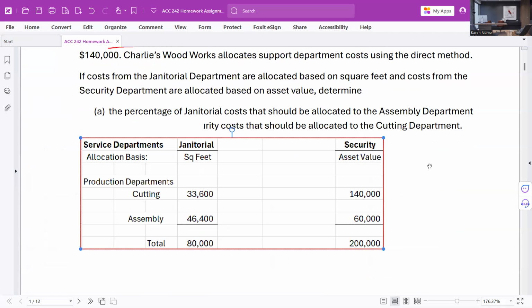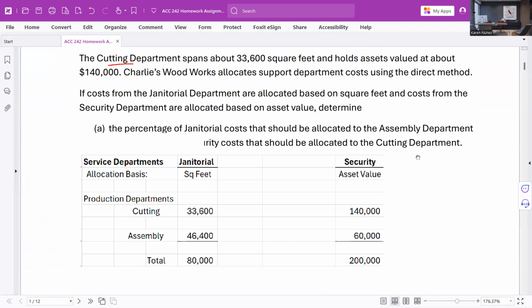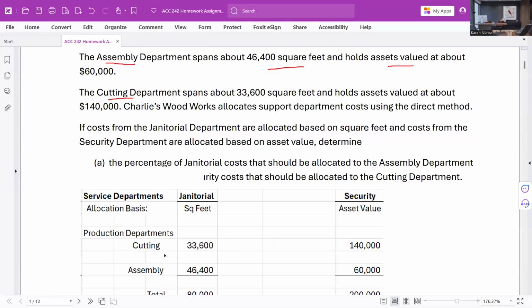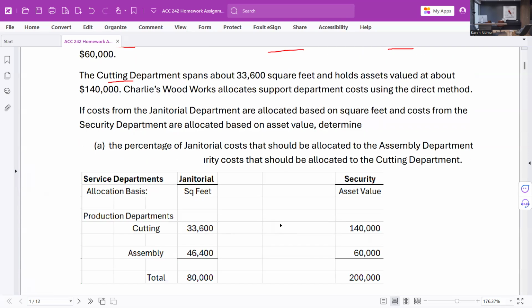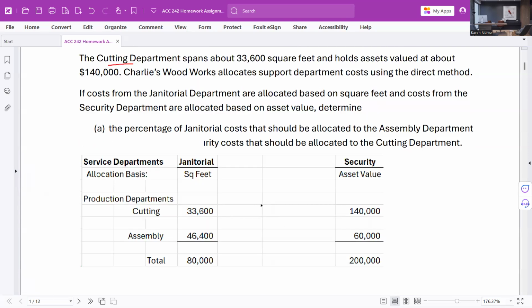So here's what we have, right? Here's what we were told initially. The cutting department uses 33,600 square feet, and it has $140,000 in assets. And the assembly department uses, in this case, 46,400 square feet, and it has $60,000 in assets. So all I did was lay out what we were given in a nice little table so we understand janitorial is allocated based on square footage, right? And cutting uses 33,600, assembly uses 46,400. And then security uses the asset values.